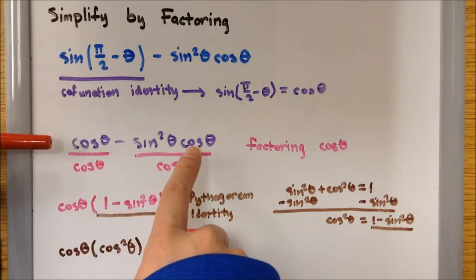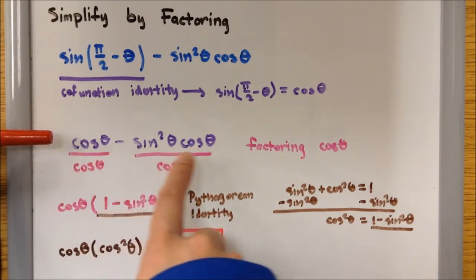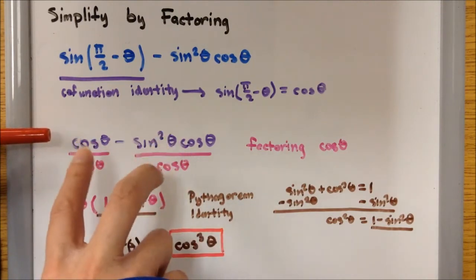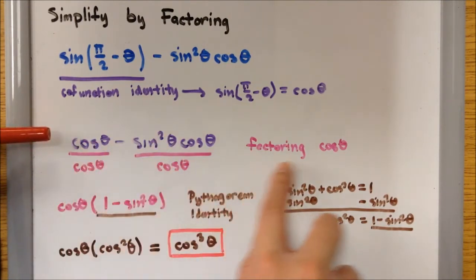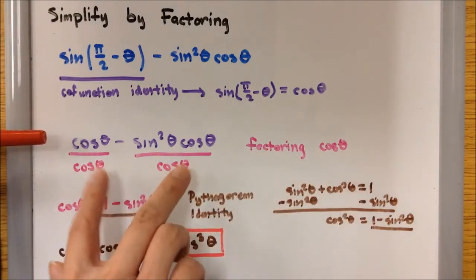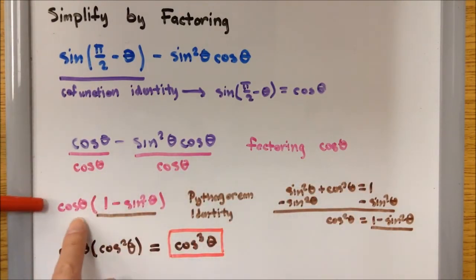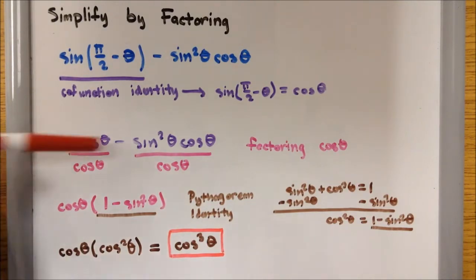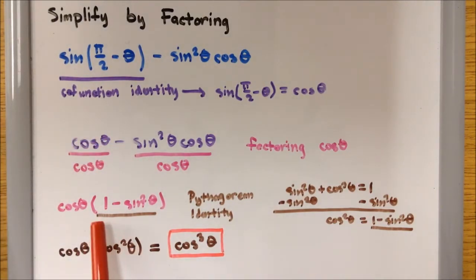Now, as I take another look, I notice that these two parts both have cosine, so I'm going to factor out cosine theta. When I'm factoring, I divide both parts by cosine, but I have it on the outside of the parenthesis. When I divide both parts by cosine, I'm left with 1 minus sine squared theta.